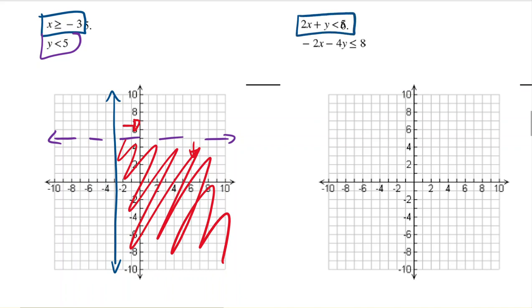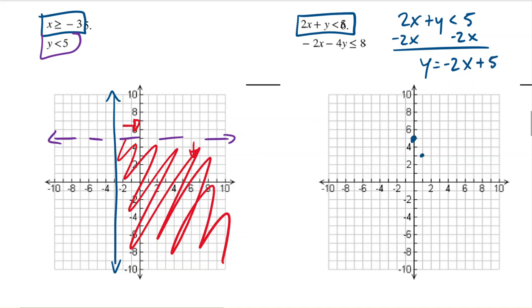Our next line, this isn't in slope-intercept form, and 2 doesn't go into 5, so I'm going to put this in slope-intercept form by subtracting 2x from both sides. So we get y equals -2x plus 5. Our y-intercept is 5. Our slope is -2, so we go down 2 and right 1, up 2 and left 1. I forgot, this is an inequality, so our line is dashed. And we're not eating the y, so we want to shade the bottom.